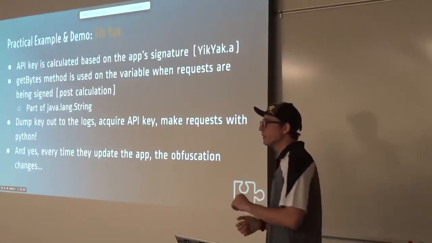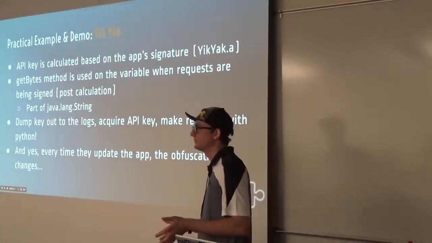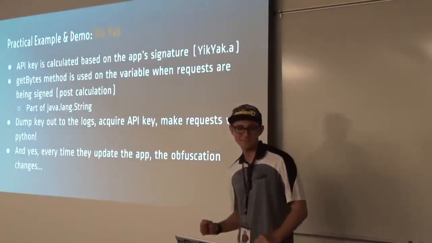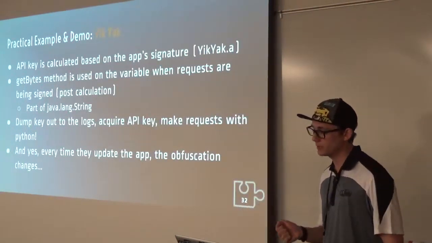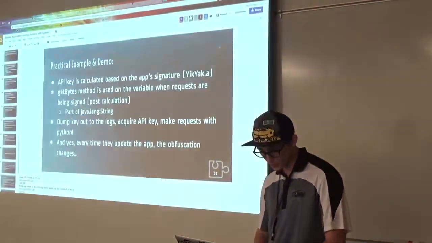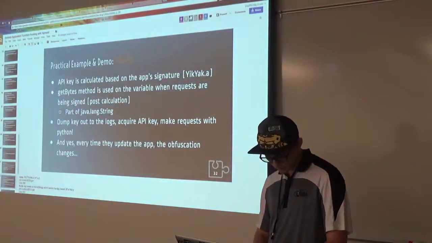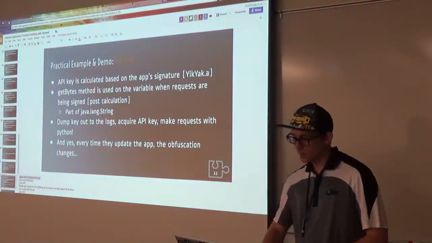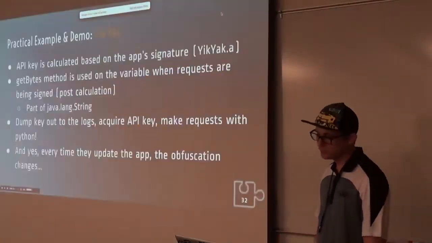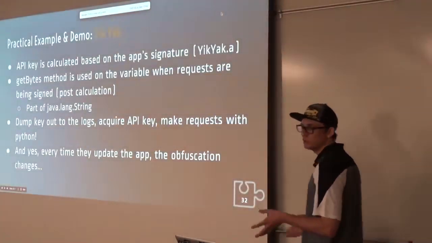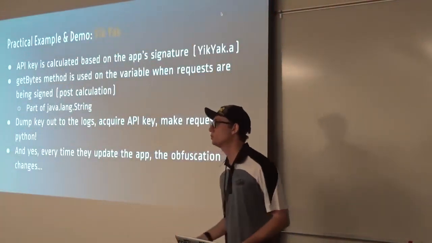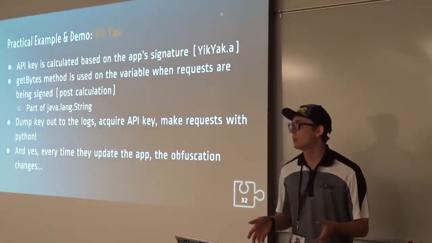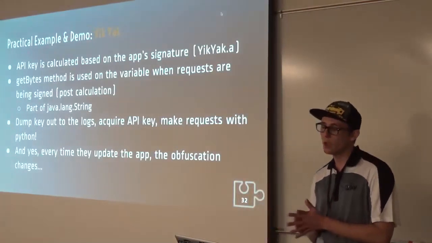So, how many people in here have used or heard of Yik Yak? All right, good, I have a good audience then. Their API key is actually calculated based on the app's signature, so we're looking for that in the app. Let me just copy the first command. The get bytes method is used on the variable when requests are signed. So if we hook that function, we can dump everything out to the logs, including the API key itself.